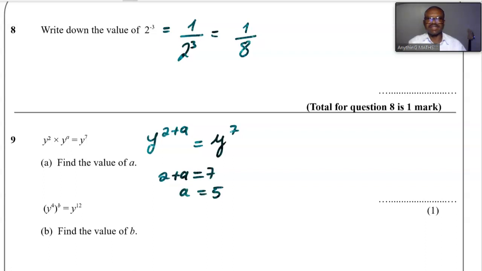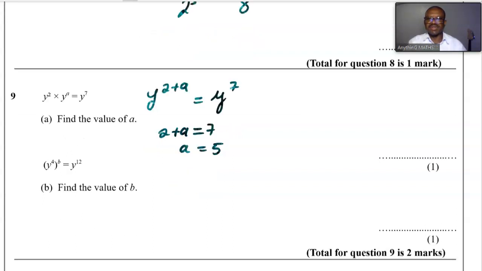Nice and easy. The b is also interesting. We have y raised to the power 4 all raised to the power b. We apply the law of indices. We can write it this way. We can write it as y raised to the power 4b, and we can say it is the same as y raised to the power 12.